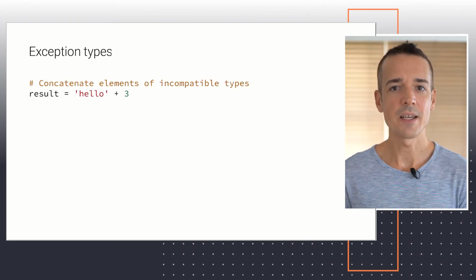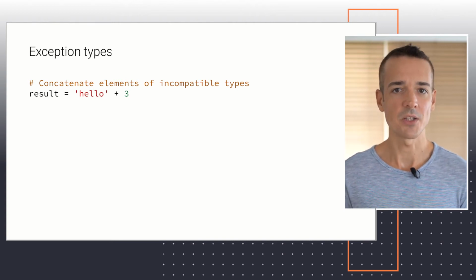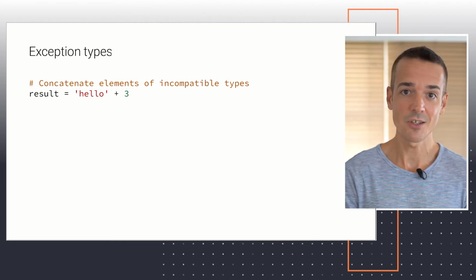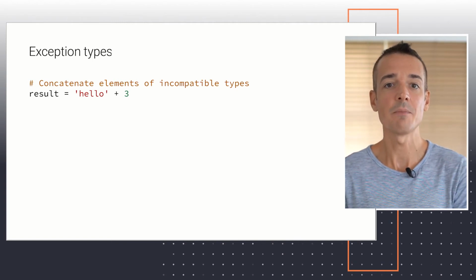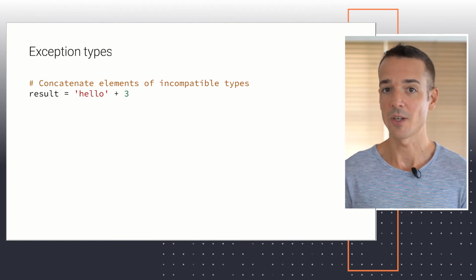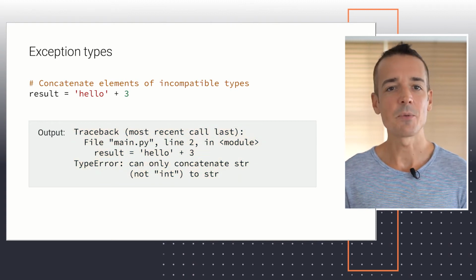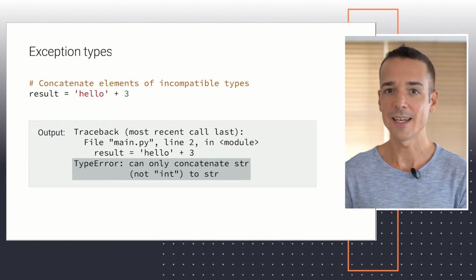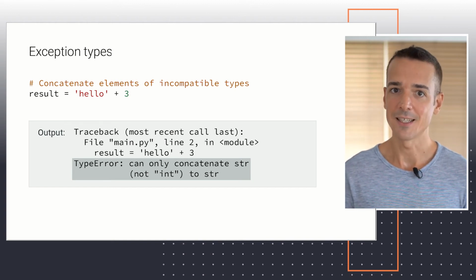And one last example. Assume the following one-line program, which attempts to concatenate string hello with number 3 using the plus operator. As we've studied before, the plus operator performs a concatenation if it's surrounded by 2 strings, and it computes an addition if it's surrounded by 2 numbers. However, a mix of these 2 data types is actually not supported, so running this program also raises an exception. In this case, the exception name is TypeError, and its description tells us that Python can only concatenate a value of type str with another value of type str, but not an int.